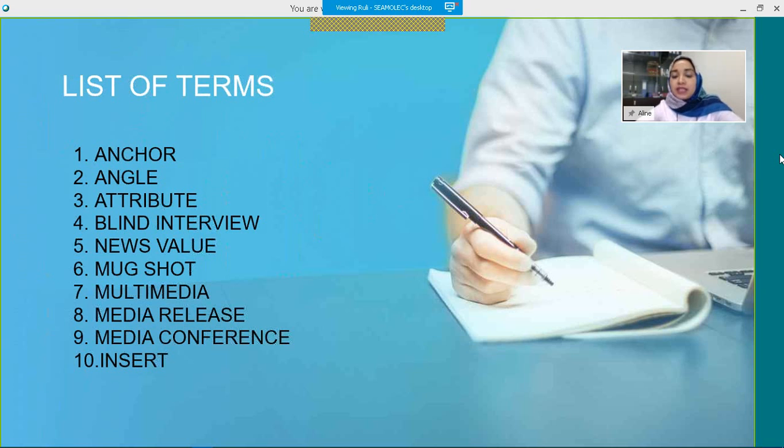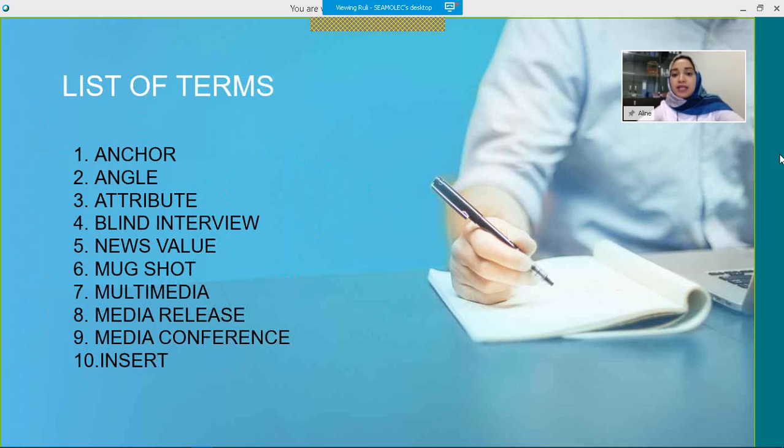Number 8 is media release. This is also called press release. Usually it is information sent to the media prior to a press conference, to give them information about an organization or an event or an issue, or when they want to share some news, some promotion, or if they have any product or new service.